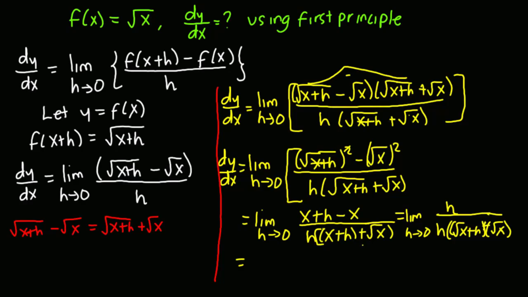So over here, what we are going to do is just find the limit of this function. Before we get into that, we realize that this h will cancel that, and so we'll be left with limit as h approaches 0 of 1 on root of x plus h plus root of x.